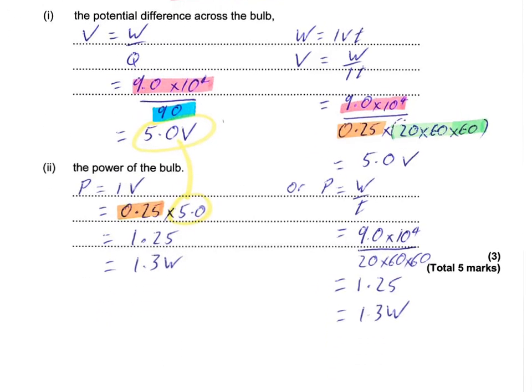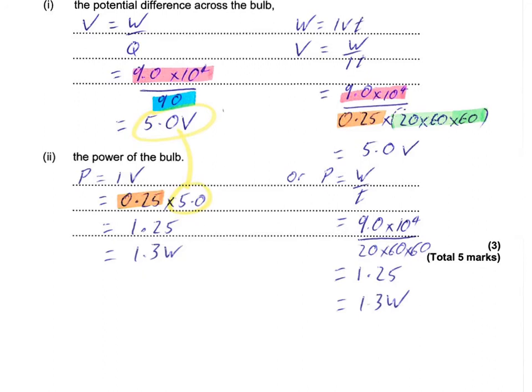Finally, we're asked to calculate the power of the bulb. Again, two approaches we can take here. We could either say the power is IV, because we've got the current, and we've got the PD from the previous question. There's the current, there's the PD from the previous question. 1.25 to two significant figures is 1.3 watts. Or we could just take power as energy divided by the time, the 9 times 10 to the 4 divided by the 20 times 60 times 60, which gets us to that same answer.